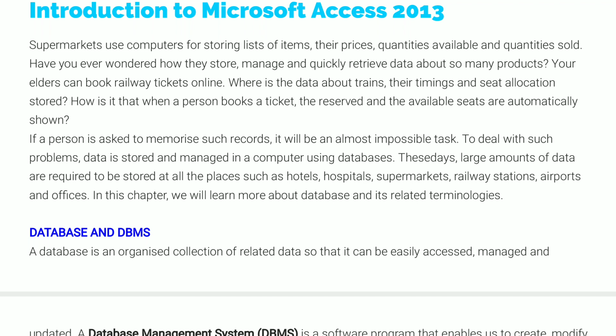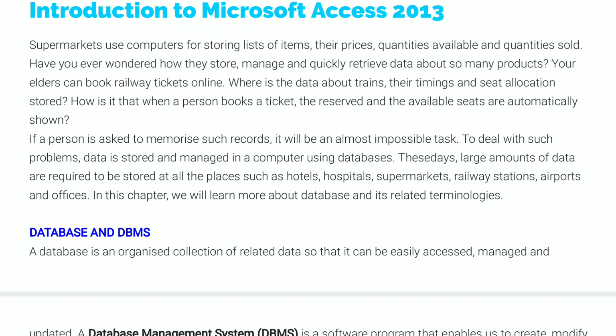Take another example. If we are going to a market, in markets, many different shops and shopping malls use computers for storing lists of items, for managing their stocks, the prices, quantities available, and quantities sold, etc. All these can be stored, managed, and quickly retrieved about so many products using a computer. This is done with the help of a database.